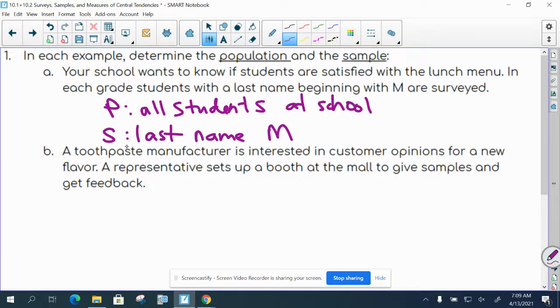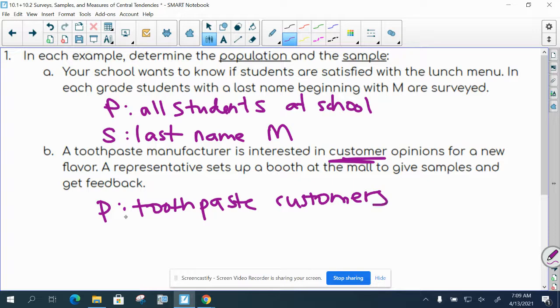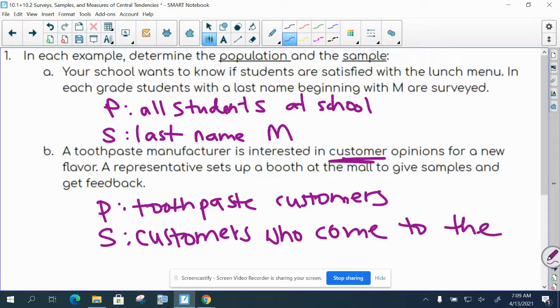And then a toothpaste manufacturer is interested in customer opinions for a new flavor. A representative sets up a booth at the mall to give samples and get feedback. So the population they're interested in is customer opinions. So the population is going to be their toothpaste customers. Their sample is just customers who come to the booth at the mall.